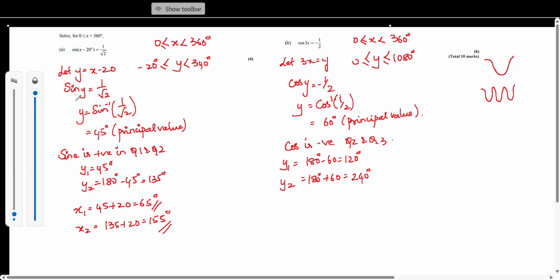Now, since the periodicity is affected because of the compression, the original period of cos is 360. So, since it is affected, in place of 2 values, we are going to get 6 values, we said. So, the values are bound to repeat every 360 degrees. So, this is the first round. Now, in the second round, y3 should be 120 plus 360, 480. y4 should be 240 plus 360, 600.